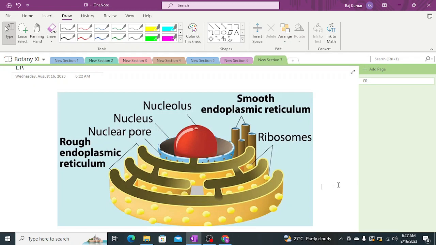Simply rough endoplasmic reticulum, or we also call it ribosome-containing rough endoplasmic reticulum, which has both ribosomes as well as its lipoprotein structure. On the other side, we have smooth endoplasmic reticulum.